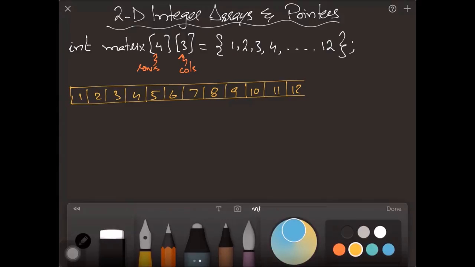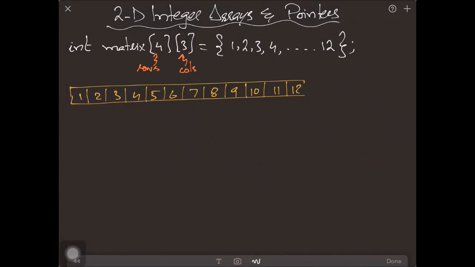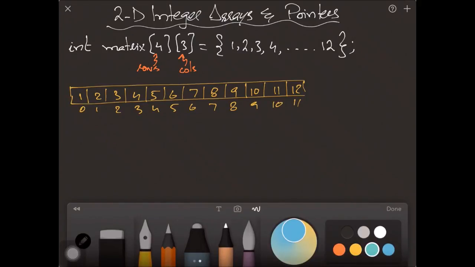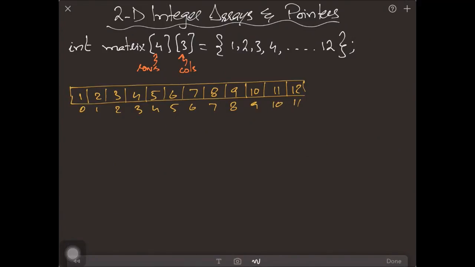So this is 0, 1, 2, 3, 4, 5, 6, 7, 8, 9, 10, and 11. And remember, students, by row major means the first row is stored sequentially first. This is the first row, and then this is the second row, then this is the third row, and this is the fourth row. We have 4 rows: 0th row, first row, second row, and the third row.